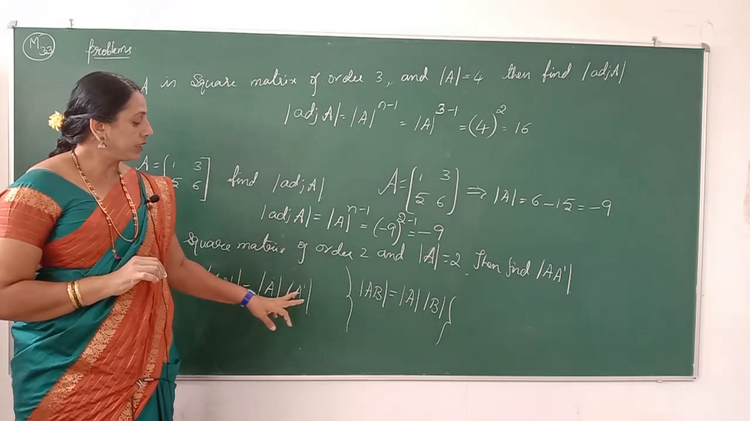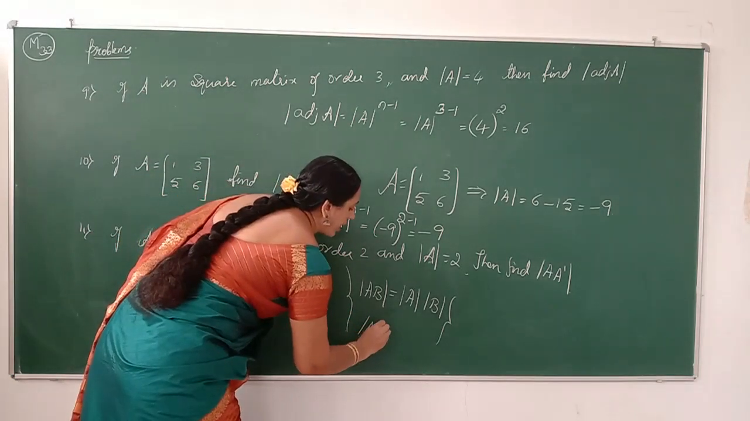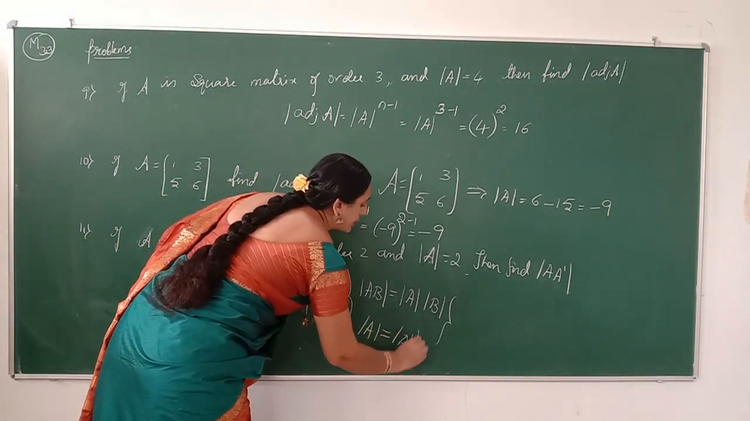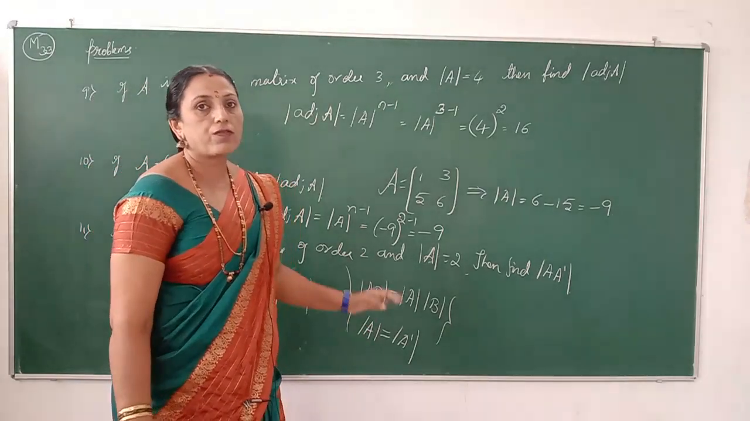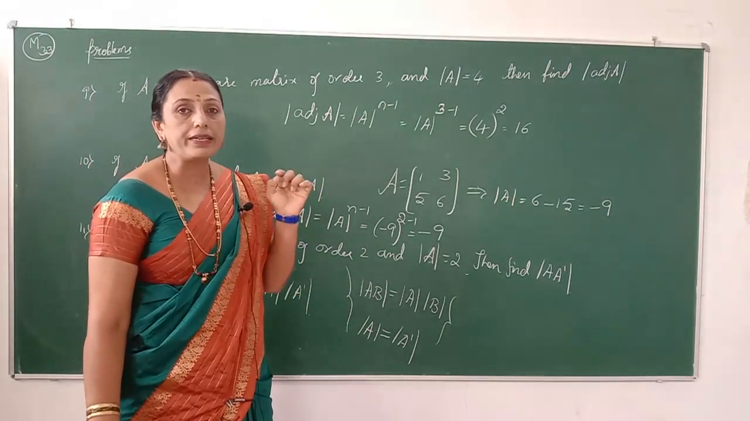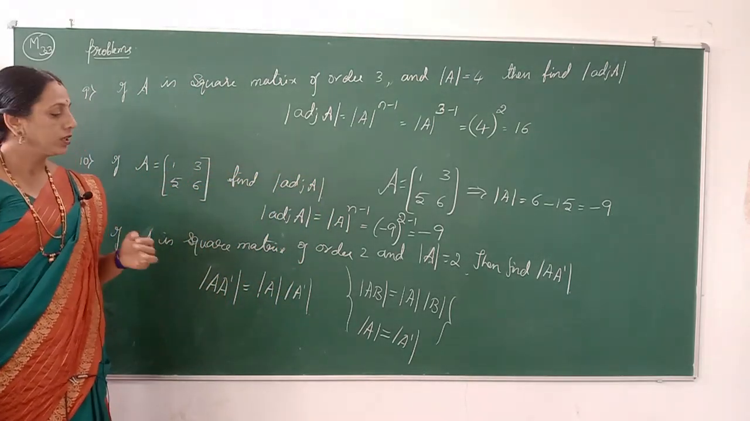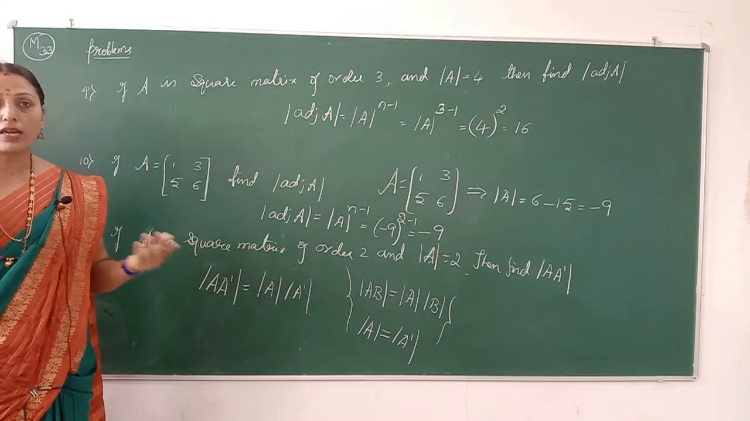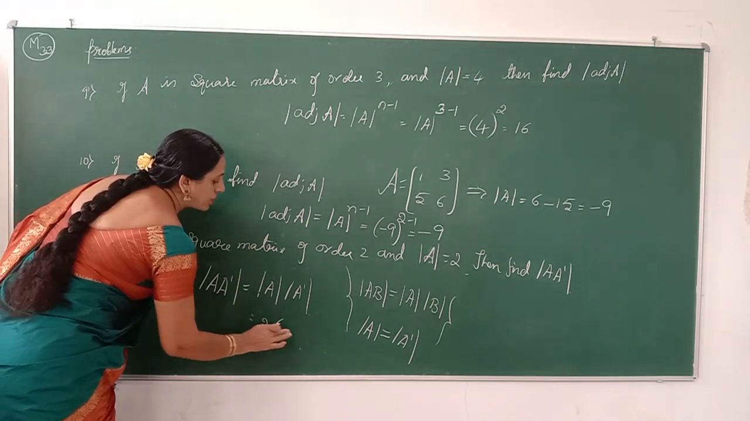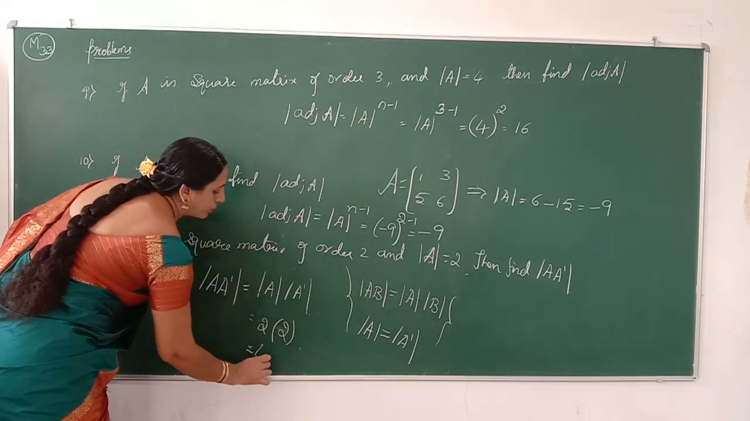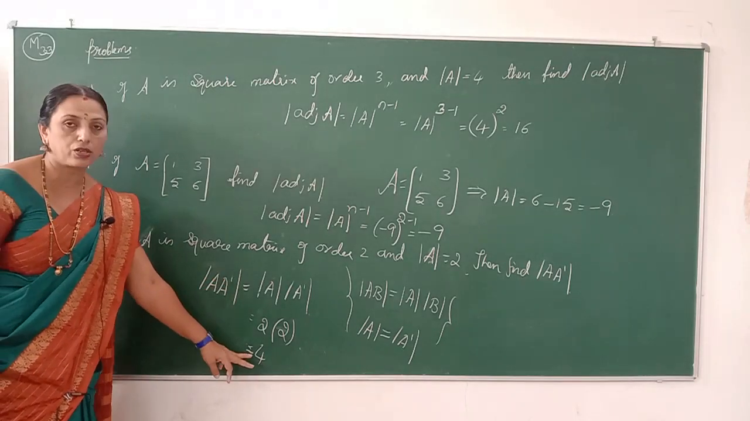Now determinant of A dash and determinant of A will also be equal. Determinant of A is also equal to determinant of A dash, which is one of the properties of determinants. If all the elements of rows and columns are interchanged, then the value of the determinant does not alter. Therefore determinant of A and determinant of A dash are always equal. So the value for determinant of A is 2 and for A dash is also 2. 2 into 2 is equal to 4. Therefore determinant of A into A dash is equal to 4.